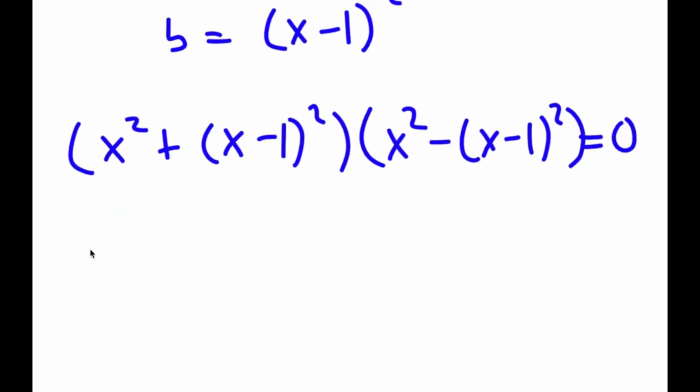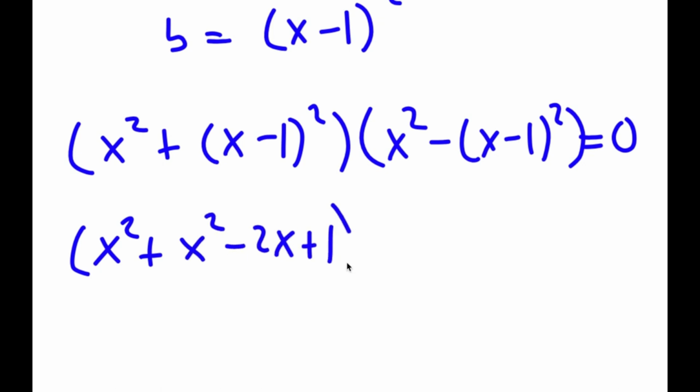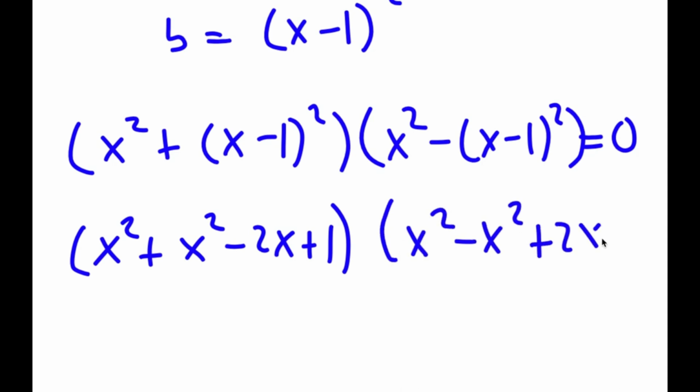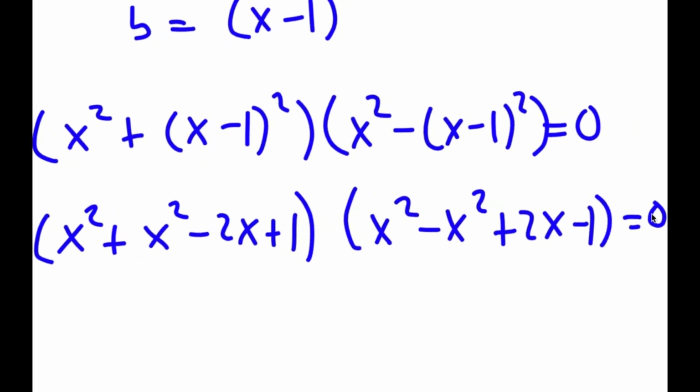Now, (x minus 1) squared, let's go ahead and expand that. That's going to equal x squared minus 2x plus 1. So I have (x squared plus x squared minus 2x plus 1) times (x squared minus x squared plus 2x minus 1), because remember, you've got to distribute the negative sign. And this is equal to 0.